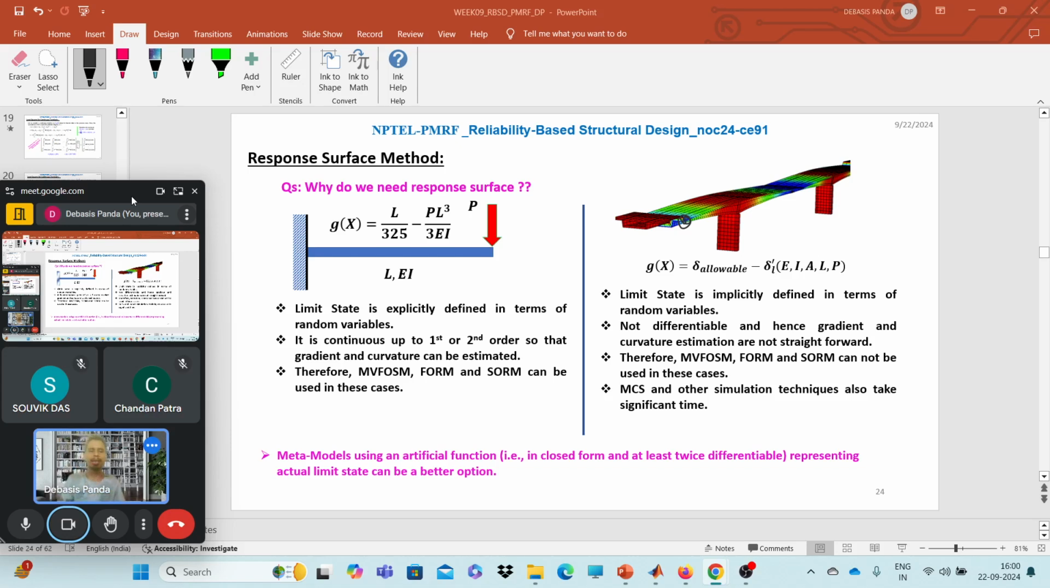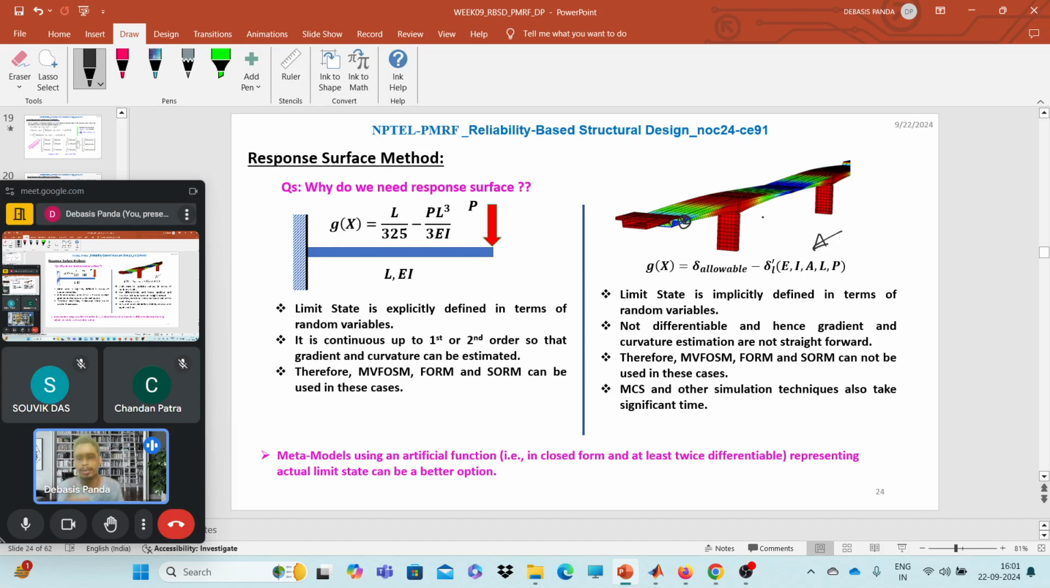But the task is, if we replace this limit state with some arbitrary meta model, or some response surface, and if we can perform the reliability analysis, that actually helps us avoid that huge simulation time. For this kind of implicit limit state, we have already discussed that we can go with the Monte Carlo simulation. How this Monte Carlo simulation will be performed, you need to perform like here for this bridge.